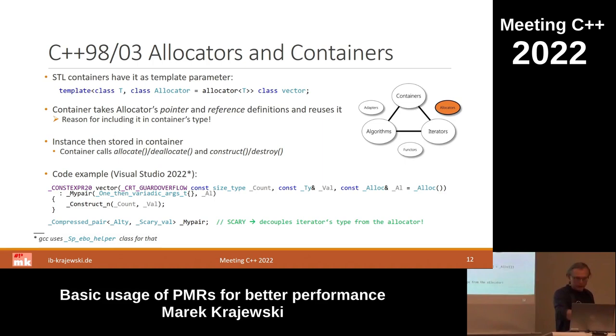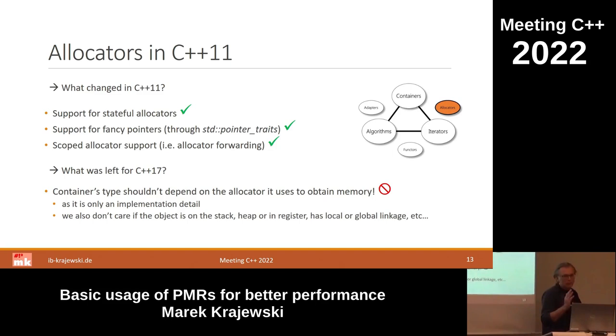We can have a look at code taken from the Visual Studio implementation of vector, where our allocator, the last parameter, will be forwarded to a compressed pair. Anybody knows what it is? Boost compressed pair? EBO? Yes, empty base optimization. So if the allocator is empty, it will be optimized away. Stateless means it has no state, it has no members. And in C++98, all allocators were stateless. Is that clear? Okay.